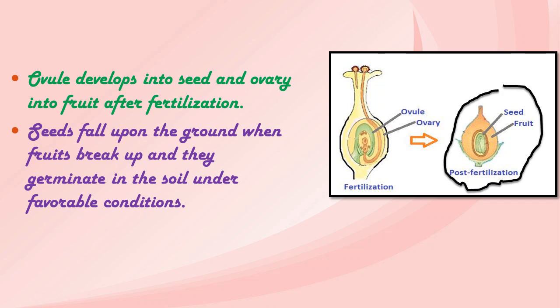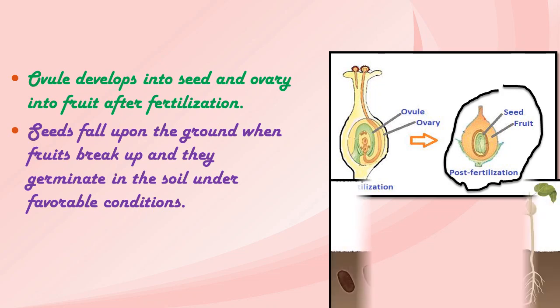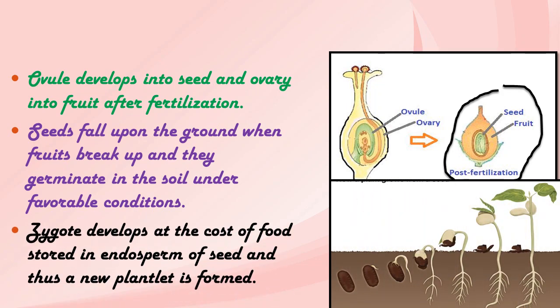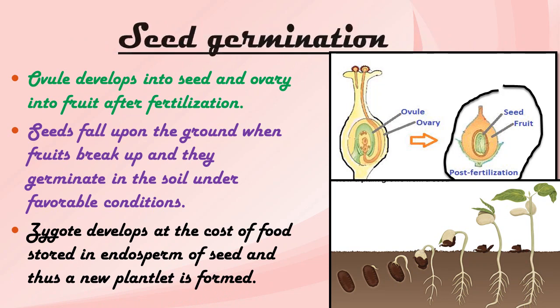That means when proper water and minerals are supplied to them, seed germination takes place. The zygote develops at the cost of the food stored in the endosperm of the seed, and thus a new plantlet is formed. This process is called seed germination.